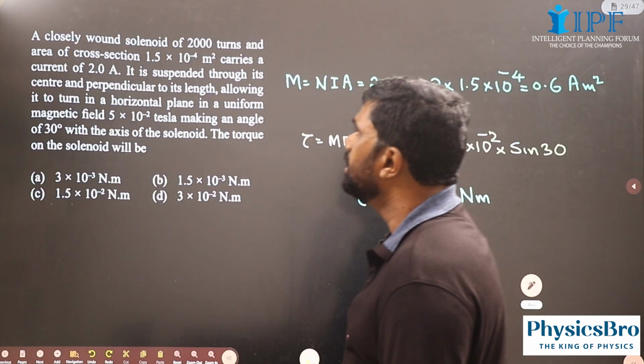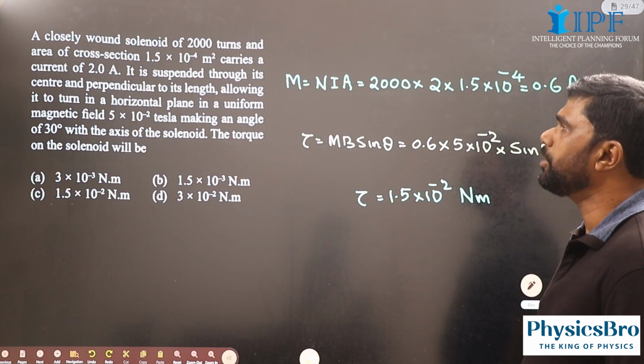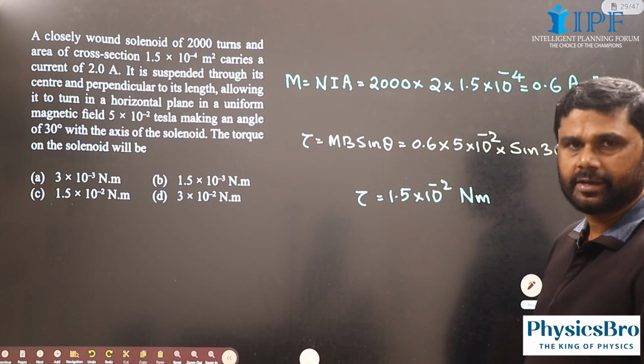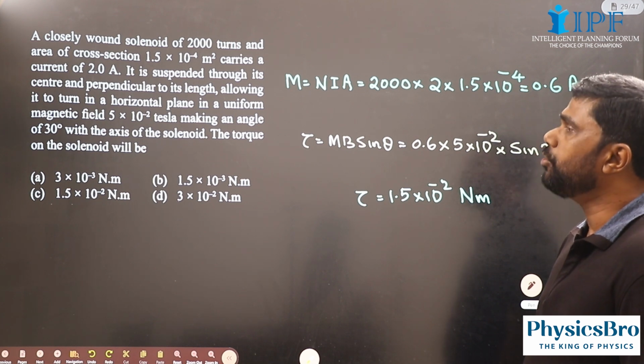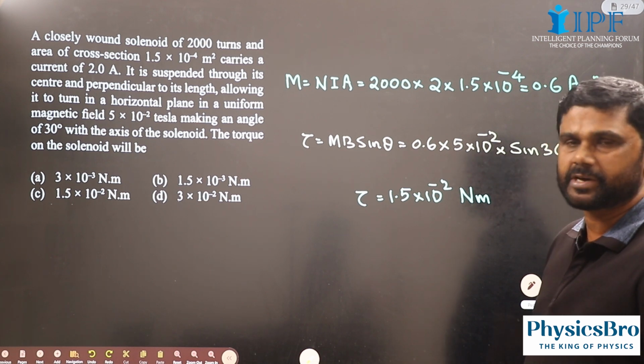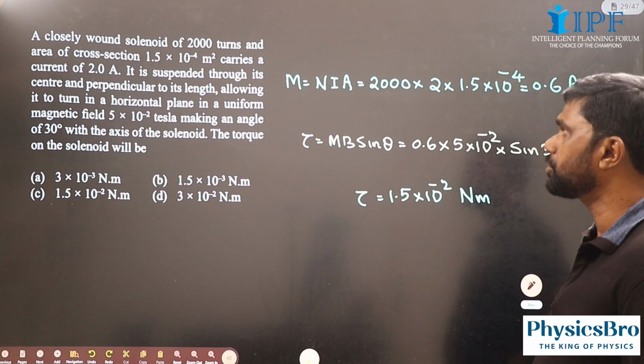Now let's see. A closely wound solenoid, 2000 turns and area of cross section 1.5 into 10 raised minus 4 meter square, carries a current of 2 ampere. It is suspended through its center and perpendicular to its length, allowing it to turn in a horizontal plane in a uniform magnetic field of 5 into 10 raised minus 2 Tesla, making an angle of 30 degree with the axis of the solenoid. Find the torque.